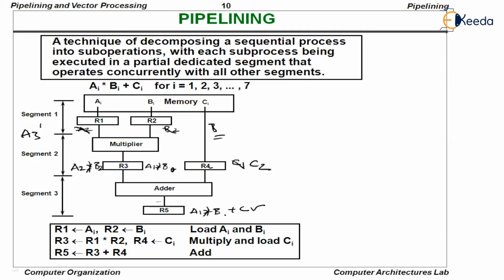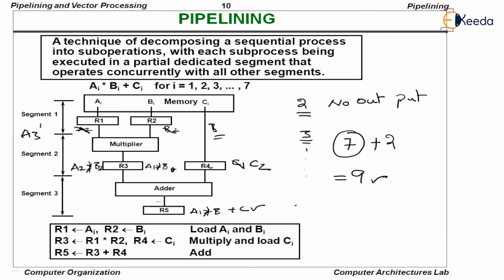pipeline system. Okay. So we will take altogether 9 clock cycles, because how many clock cycles are wasted? Only 2 clock cycles are wasted, right? For the first 2 clock cycles, no output. Right from the third clock cycle onwards, there is a continuous output. So how many instructions? 7. Each instruction will take 1 clock cycle plus 2 wasted clock cycles. Those are equal to a total of 9 clock cycles.